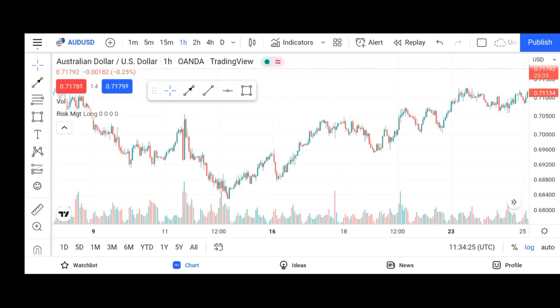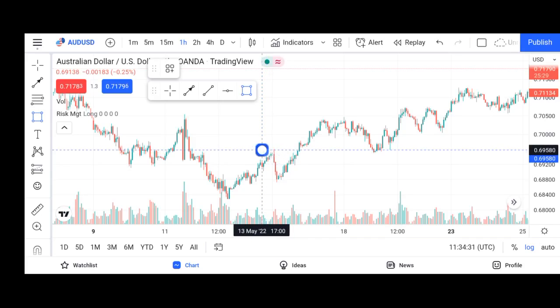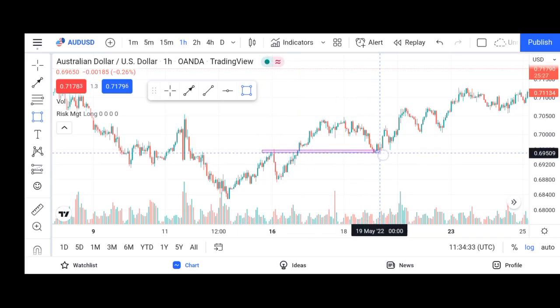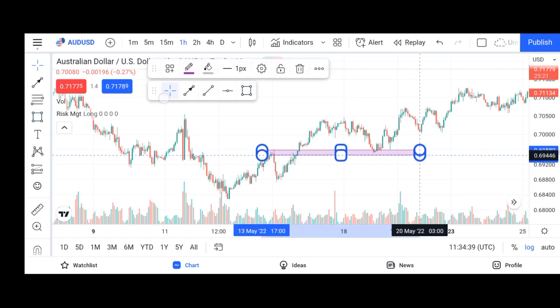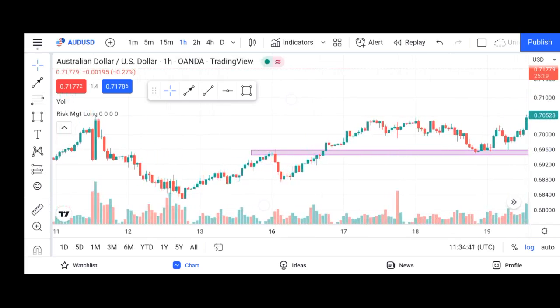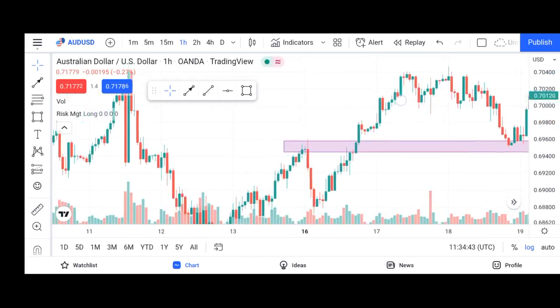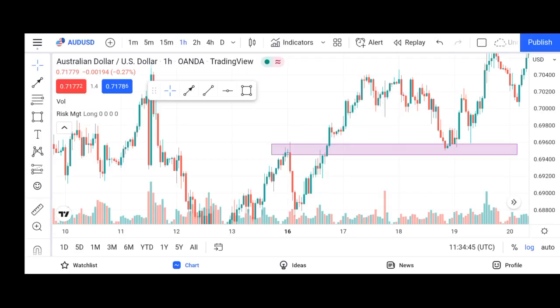A good reverse point is here. Look at these resistance spots. Then the market turns it towards support, and that is a good place to take your trade. And that's what I call the reverse point. The reverse of the trade.